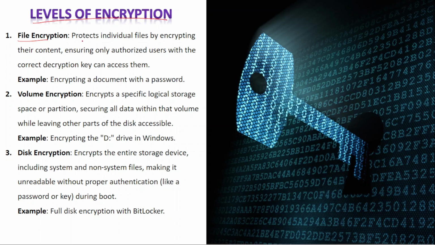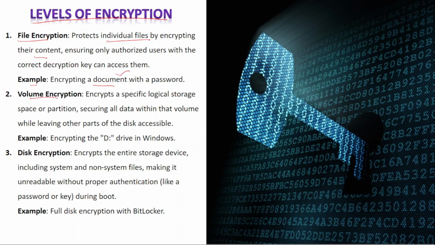So the file encryption basically protects individual files by encrypting their content, ensuring only authorized users with the correct decryption key can access them. Example is encrypting a single document such as a Word document with a password. So this encrypts or secures an individual document or a file.